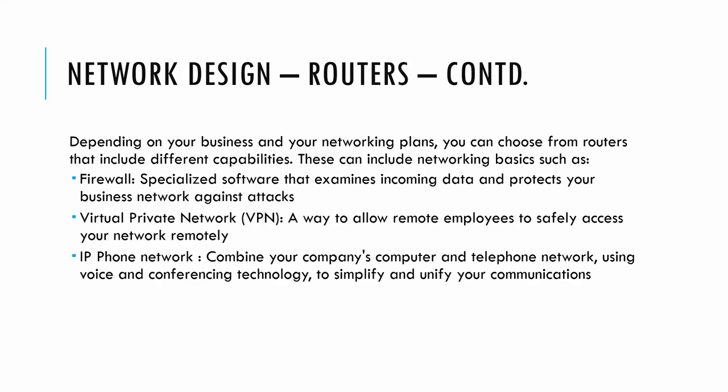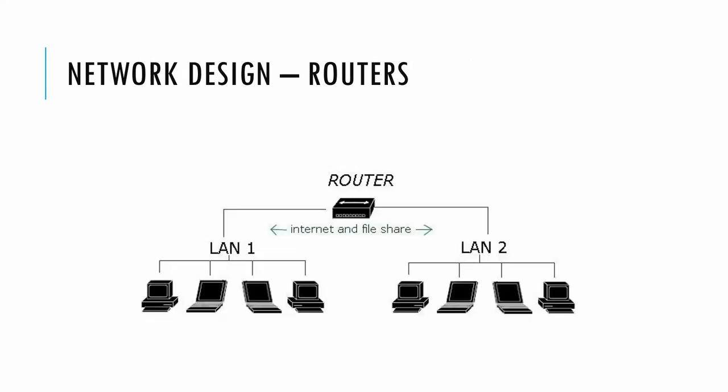First is firewall. So a firewall is specialized software that examines incoming data and protects your business from attacks. So the firewall is basically checks and balances within your network to prevent certain things from coming in. Next is VPN, or virtual private network. So this network allows people to remotely access your network. This may include someone logging into their email from home, accessing their work desktop from their home computer, things like that. Finally is the IP phone network. So this combines your company's computer and telephone network by using voice and conferencing technology to simplify and unify the communication. So here's just a quick visual of a router sharing files or the internet via a local area network.